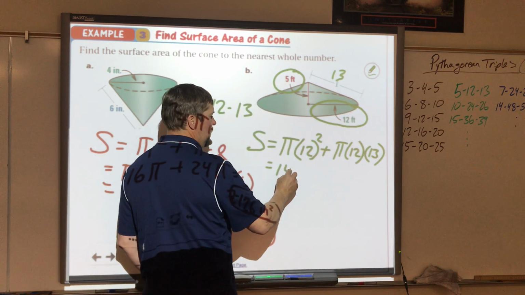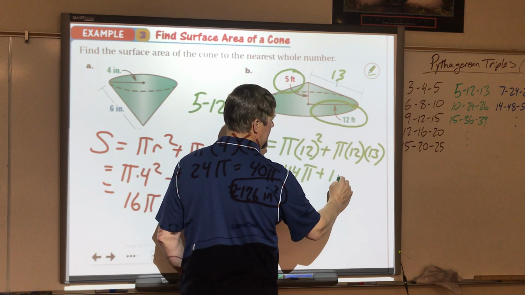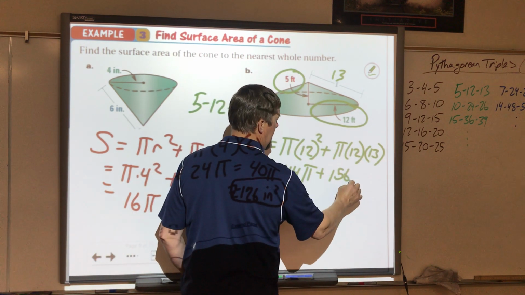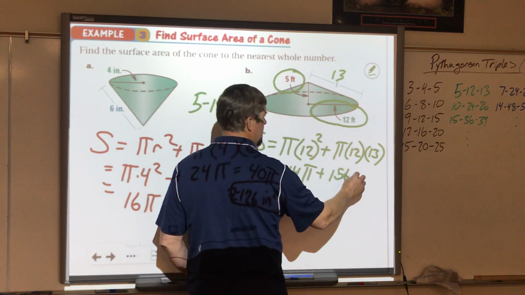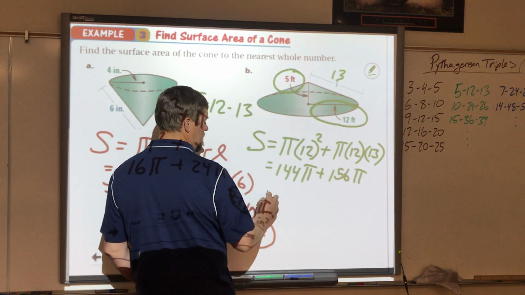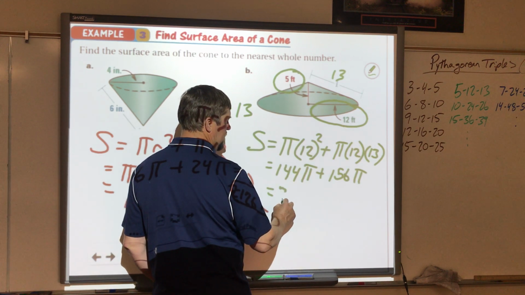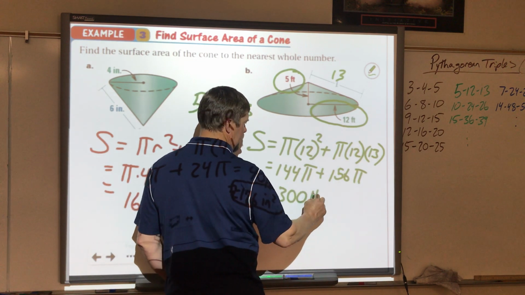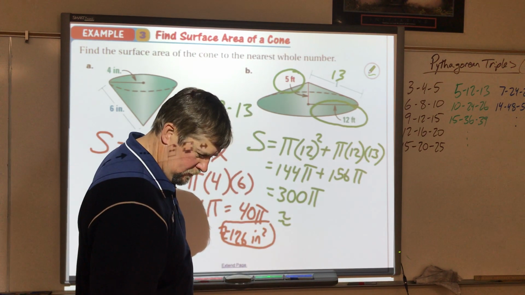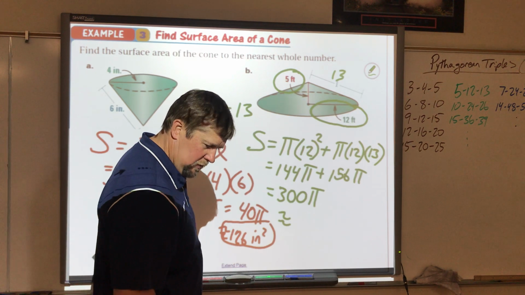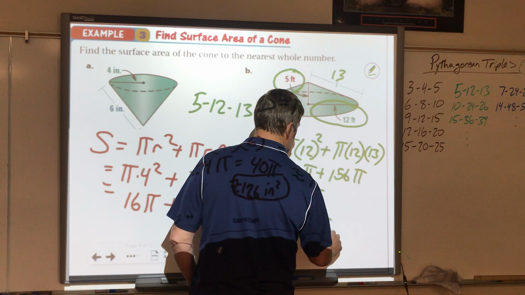So it's 144 pi plus 156 pi, which equals 300 pi, which is approximately 300 times pi, 942 feet squared.